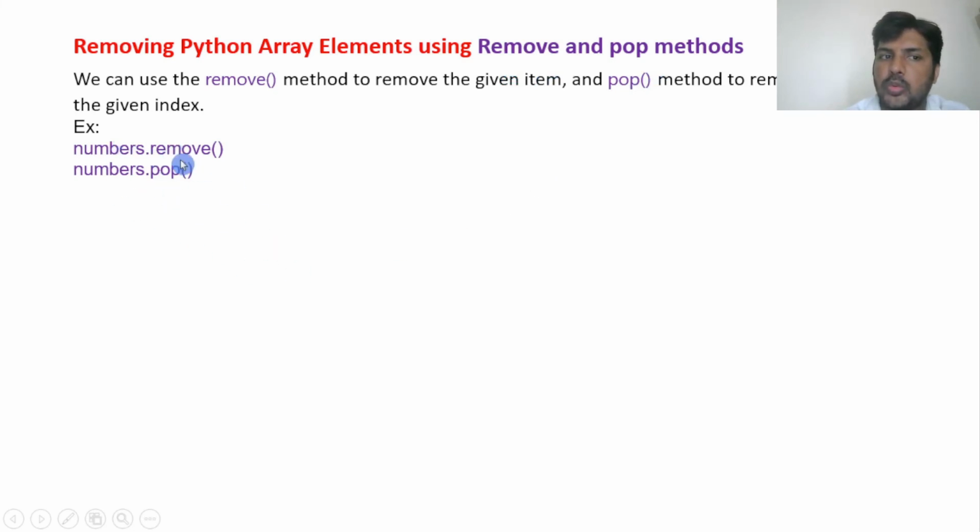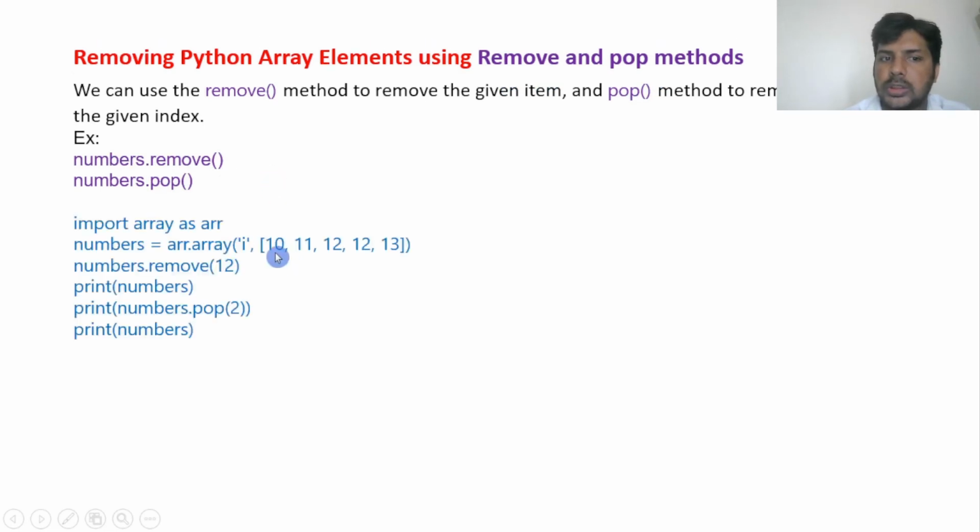Remove will remove the particular item. For example, you can see here there is 10, 11, 12, 12, 13, right? Suppose if I want to delete 12, I will just say number dot remove 12. So when I say number dot remove 12, what happened? This 12 will be deleted. Whichever 12 it may be, sometimes it will be this one or this one, right? Same way, if I say pop 2, what happens? It will remove the second position.